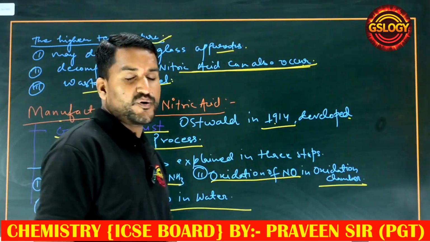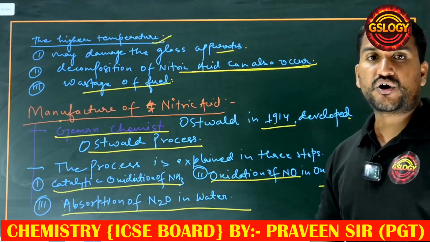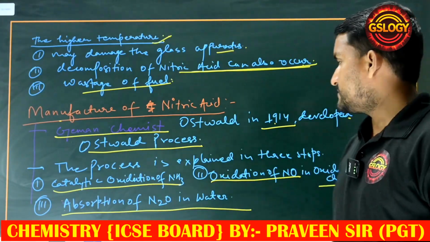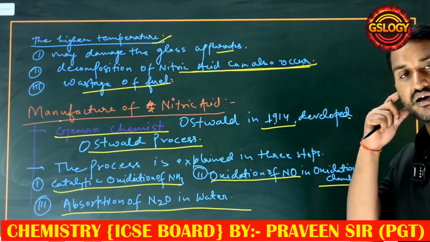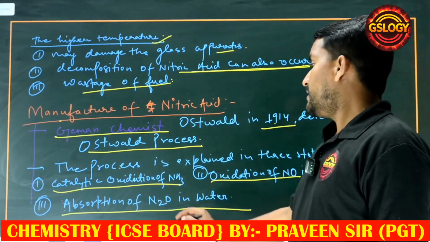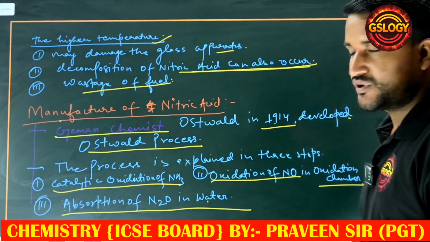Means in the Ostwald process, there are 3 steps. First step is the catalytic oxidation of ammonia. Second, oxidation of NO in the oxidation chamber. And the third, absorption of the N2O in water. Okay.